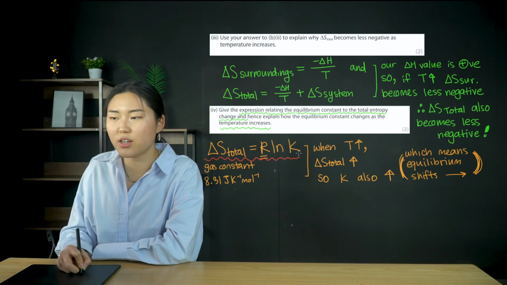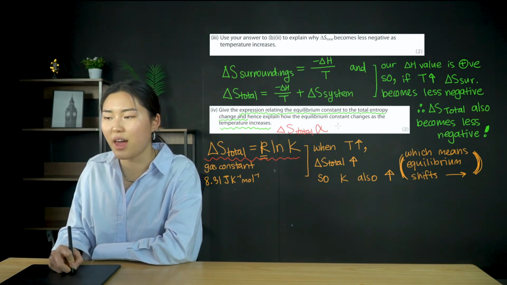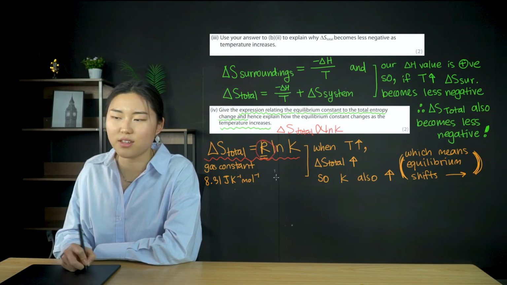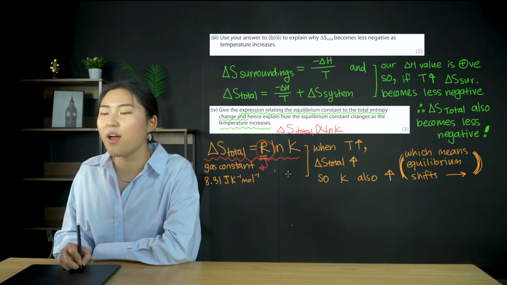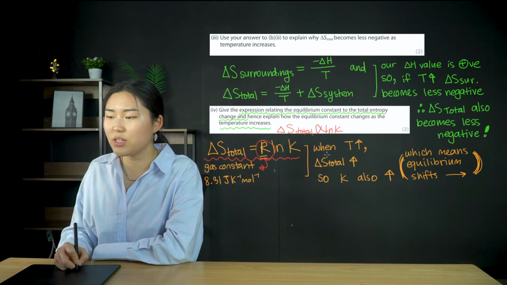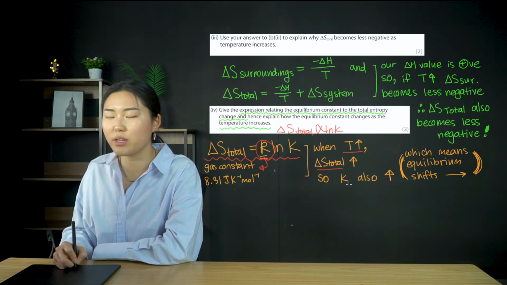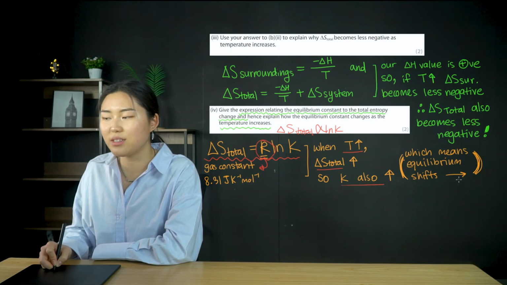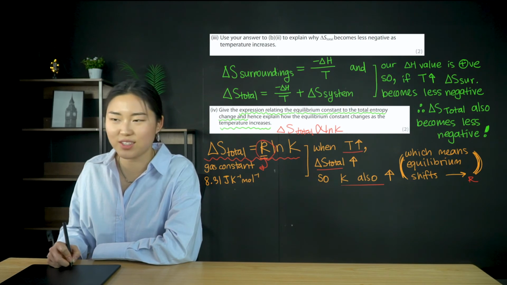So initially you learned that delta S total is directly proportional to ln K, and R is going to be our constant, which is the gas constant, okay, which has a fixed value of 8.31 joules per Kelvin per mole. So when temperature increases, delta S total increases, and so K is also going to increase, which means that the equilibrium will shift that way, and you will probably see in detail why that happens in chemical equilibria. Okay, so I'm just going to leave that one there.